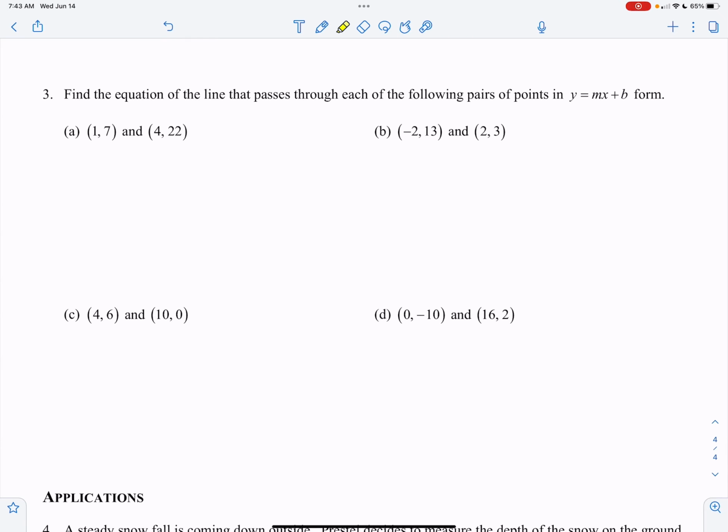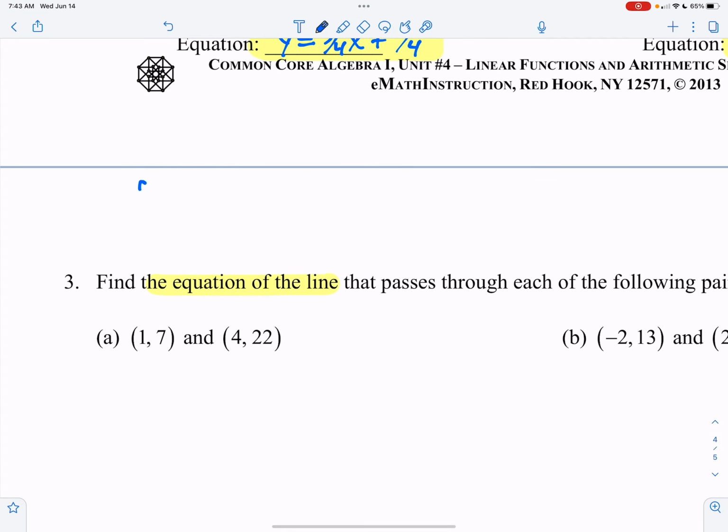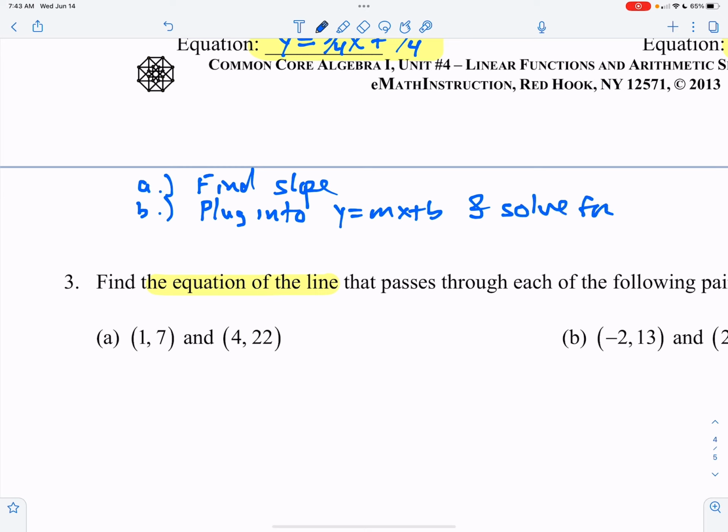Okay, now in question 3, we need to first find the slope. Then we're going to do the exact same thing. We're going to choose one of these 2 points to find the y-intercept, and then finally write the equation of the line. Okay, so this is going to be the process. A, find slope. B, plug into y equals mx plus b and solve for b. And C is going to be to write the equation.